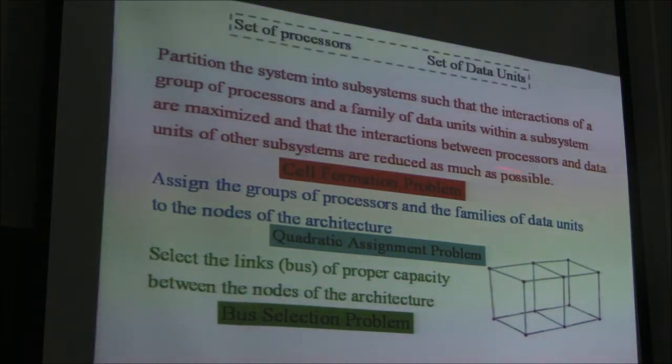So for each problem, there is a link with a known problem. But for the cell formation problem, we first started to look at the literature, and we developed what we think is a very good meta-heuristic to get very, very good solutions. But then the idea was to see how close we are to the optimal solution. Are we far from the optimal solution or not?